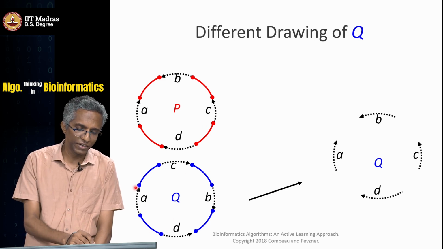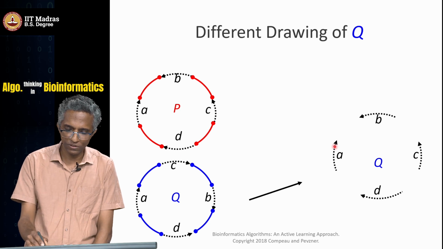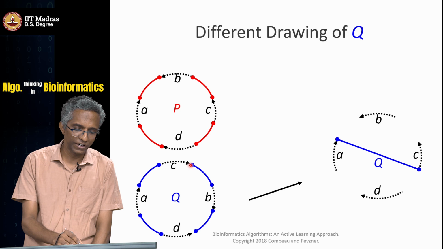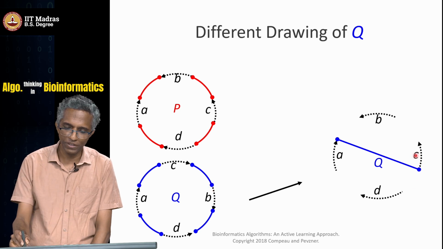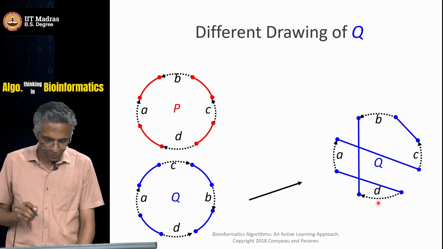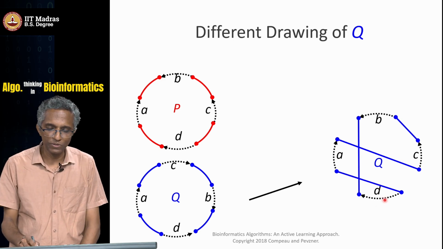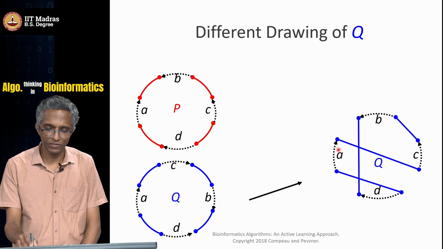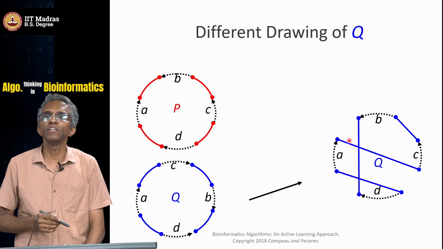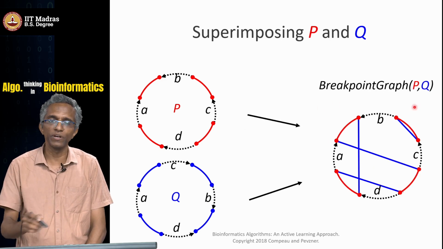Okay. The head of A is connected to the tail of C. So, this head of A will be connected to the tail of C over here, right, and then the head of C is connected to the tail of B, and so on. Okay. Once we have a way to draw Q using this equivalent representation, but a different drawing that aligns better with P, then we can overlay P and Q on top of each other to get something called as the breakpoint graph. Okay.